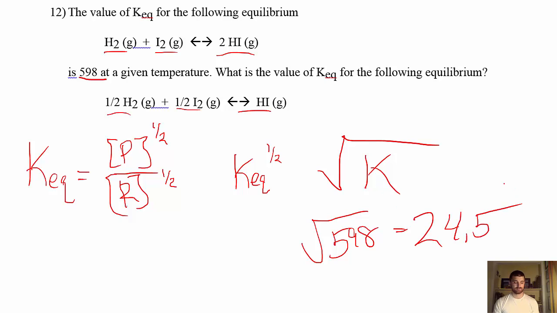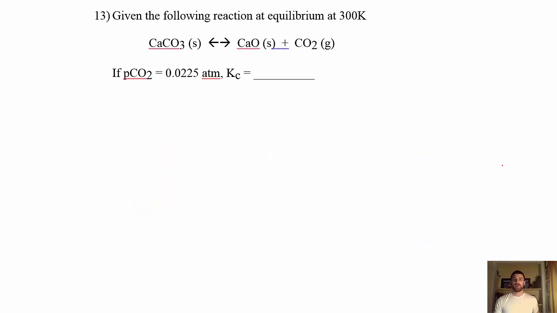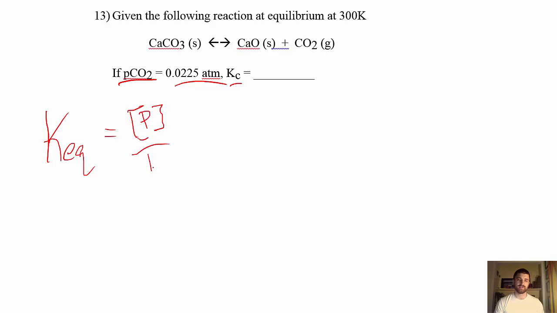24.5. So 11 and 12 could definitely be in the next section. But why not challenge ourselves with some good old chemistry? So 13, given the following reaction at equilibrium at 300 K, if PCO2 equals this, what does the Kc equal? This one probably could have been saved for a later section, but let's talk about it right now. So the KEQ, again, is the concentration of the products over the reactants.